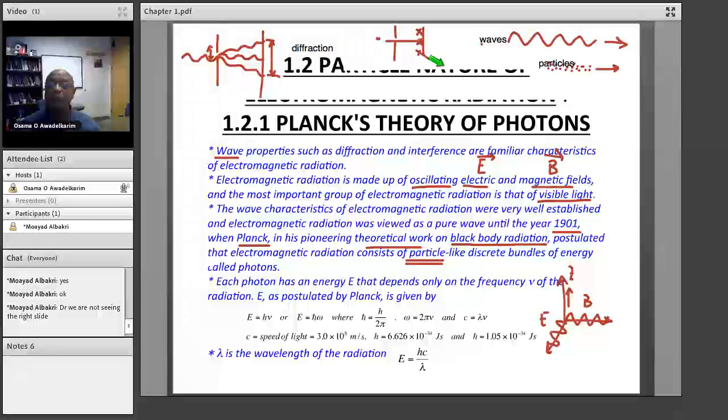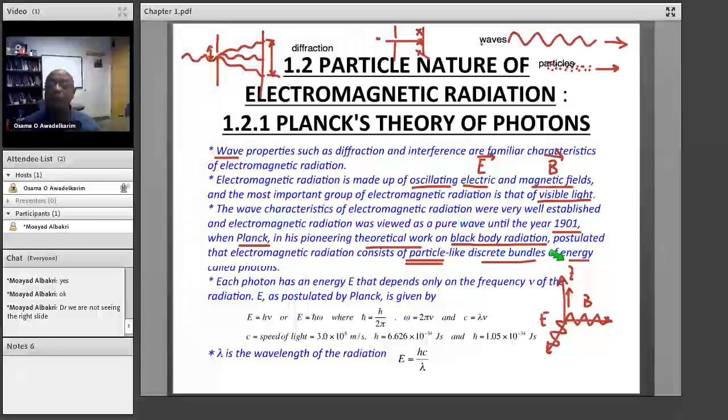Okay, these particles, what are they? These particles are some discrete bundles of energy. These particles are all energy, and they're called photons. So each one of these particles is called a photon. Now, each photon has an energy E, because electromagnetic radiation has energy. So this energy is carried by these particles, the photons. Each photon has an energy E.